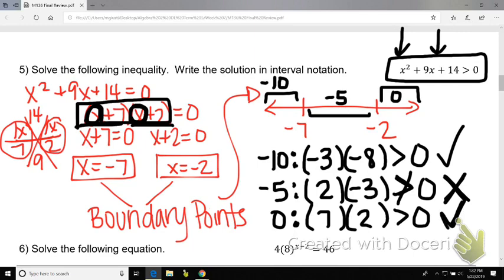So we have two sections that represent all of our solutions. All of our solutions, I'm highlighting them right now, would fall either less than negative 7. It can't equal negative 7 because negative 7 would make it equal to 0, and they said it has to be greater than 0. So anything less than negative 7 works, and anything greater than negative 2 works. The only numbers that would give us false answers are the ones that are not highlighted up there, so they're the ones in between negative 2 and negative 7.